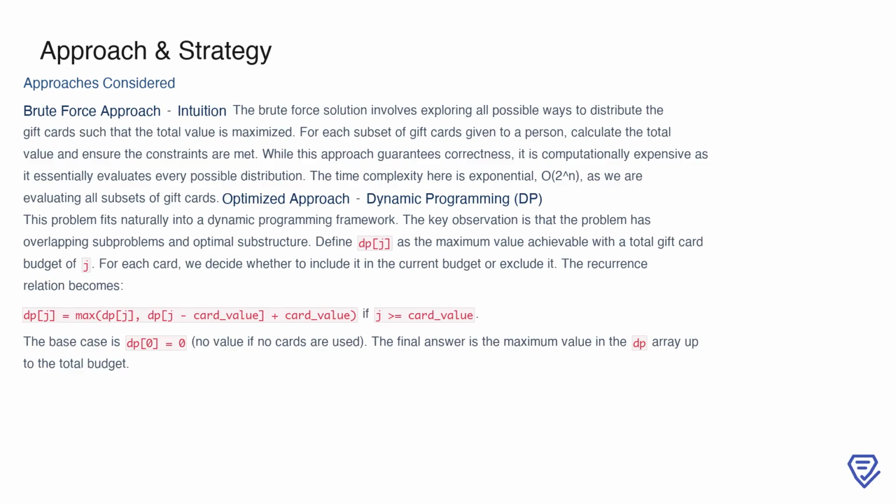Instead, we turn to a more efficient solution using dynamic programming. By defining dp[j] as the maximum value we can achieve with a budget of j, we can break the problem into smaller overlapping subproblems. For each gift card, we decide whether to include or exclude it from the current budget. The recurrence relation captures this decision. dp[j] equals the maximum of its current value or the value obtained by including the card, as long as the budget j allows. We start with the base case, dp[0] equals 0, since no cards yield no value. The final answer is then the maximum value in the dp array for the given budget.